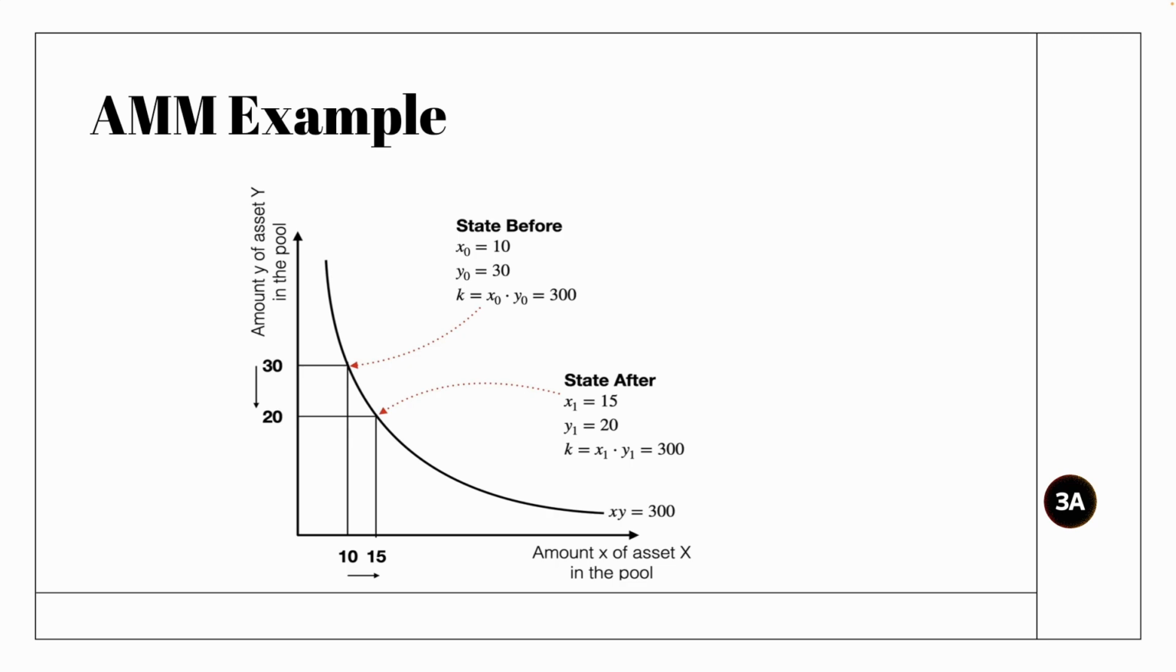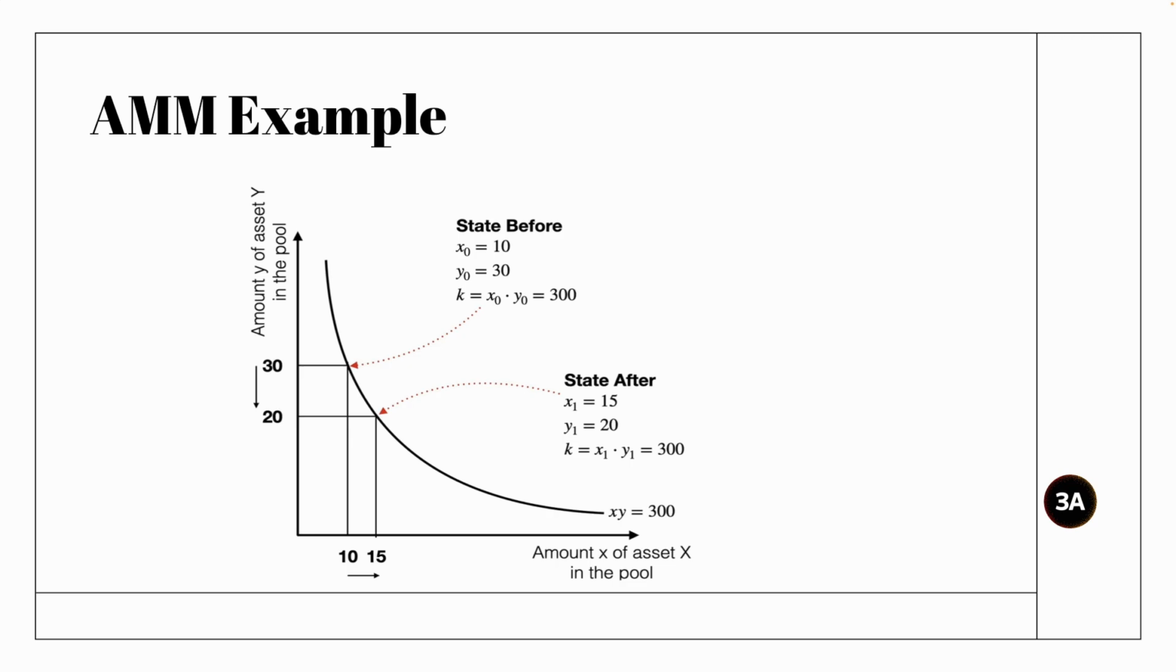Here at this current state, on the x-axis, we have an amount of X tokens in the pool, and on the y-axis, we have an amount of Y tokens in the pool. So this is the AMM state we are having before a trade execution. So we have a quantity of 10 of the token X and a quantity of 30 of the token Y. So 10 times 30 is 300. So the constant in this very state is 300.